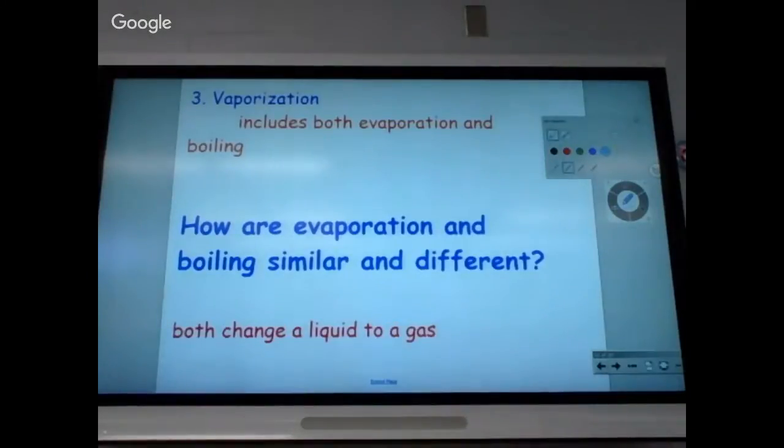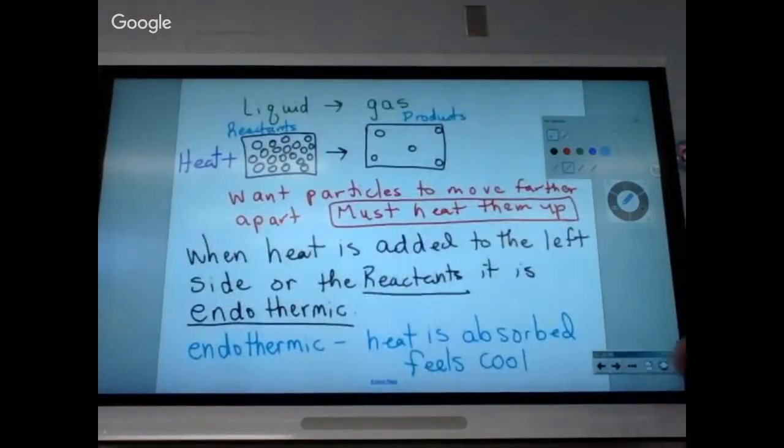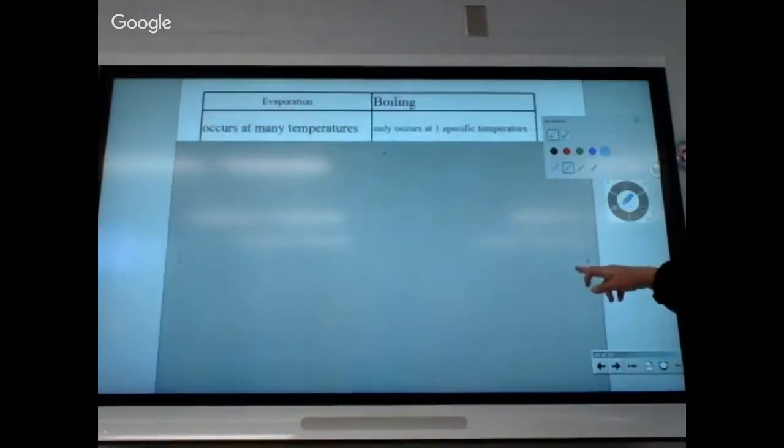Where does boiling occur in the liquid? All throughout. How do you know it happens all throughout the liquid? Because there are bubbles. You see the bubbles. It comes from the bottom, but you see the bubbles. So, you need to make a chart because I'm going to ask you these on the test.